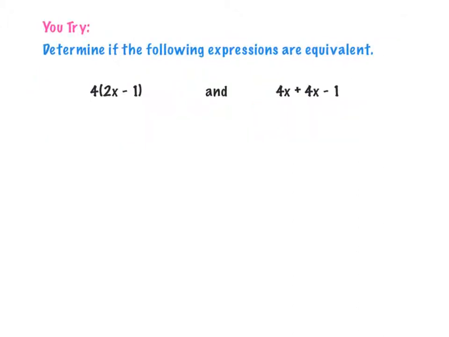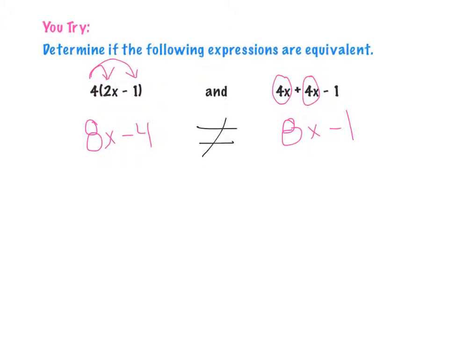Try this problem on your own, pause the video, and when you're done, come back and check your work. Welcome back. Let's see if we get this problem correct. 4 times 2 would give me 8x. 4 times 1 would be minus 4. This one is 4x plus 4x, so I can combine them, to be 8x minus 1. So I can say they are not equivalent because minus 4 and minus 1 are not the same thing.